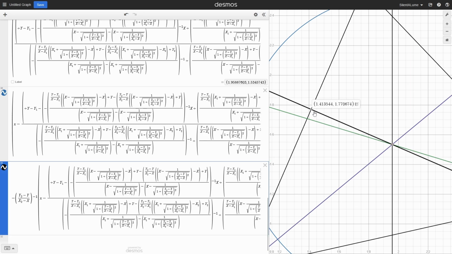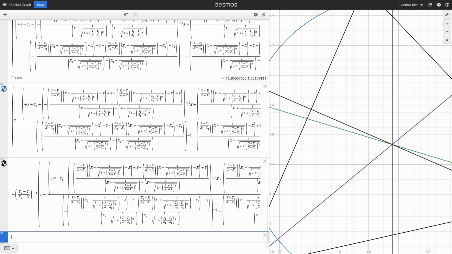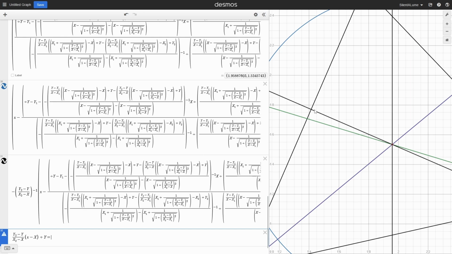And now what we need to do is find the distance between these two. So that means we need to find the intersection with this line to this line. So let's get this line right here. All right, there we go. And what we need to do is solve for x, because we need to solve for this point.